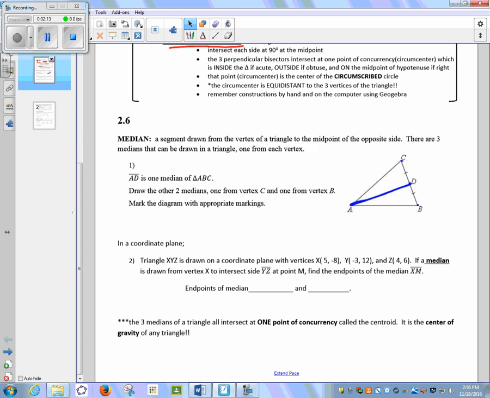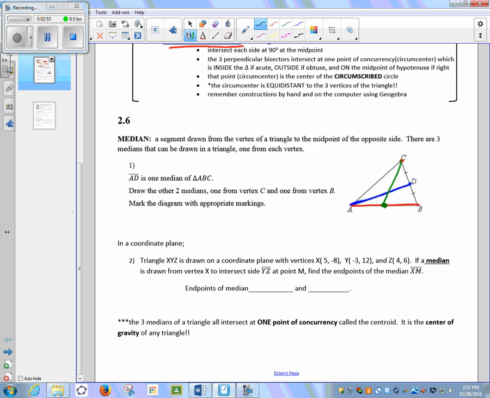It says here that there are 3 medians that can be drawn. So I'd like you right now, on your own, to draw the other 2 medians. Clearly we're not constructing anything here. I don't want you to measure anything, but just eyeball the midpoint. So let's say if we're going to go from C and draw the median to side AB, first thing we need is the midpoint of that side. So I'm going to just eyeball this and say, all right, that looks like about the midpoint. Now to draw the median, you just go from vertex to midpoint. That's it.